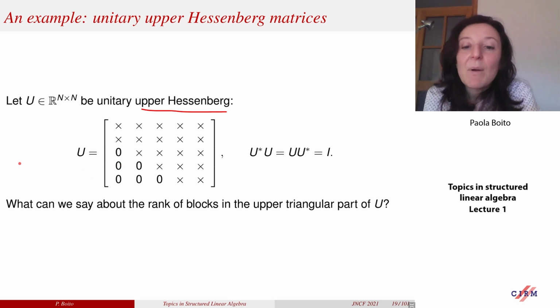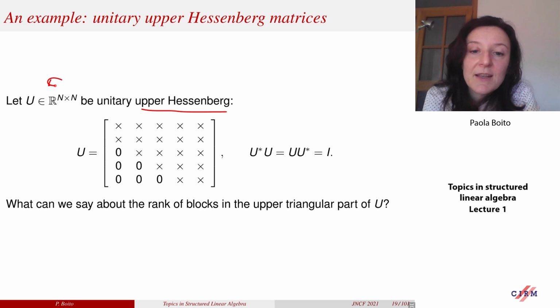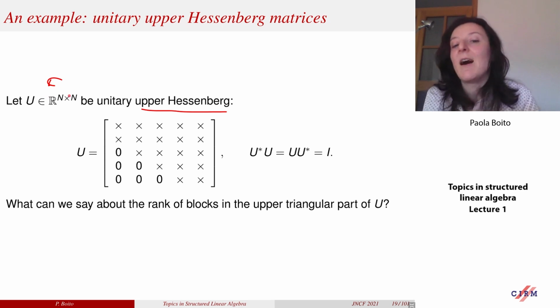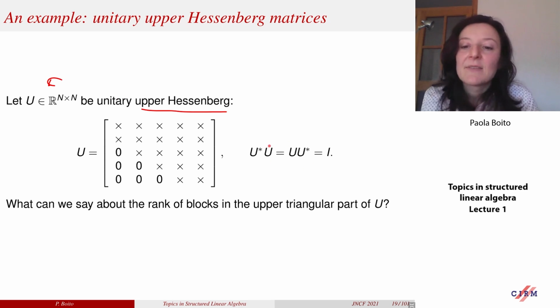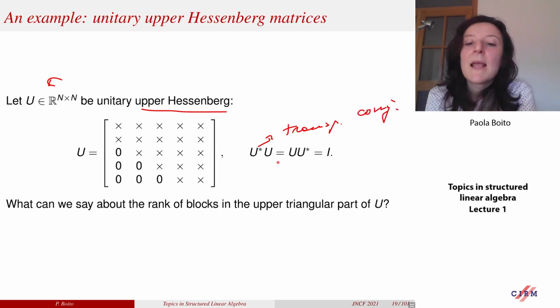So we're interested in the case of a matrix that's upper Hessenberg, and in addition, it's also unitary. So it could be in R^(n×n) and orthogonal, or in C^(n×n) and unitary, right? I'm going to denote with an asterisk the transpose conjugate. And so I have U star U equals U U star equals the identity matrix.